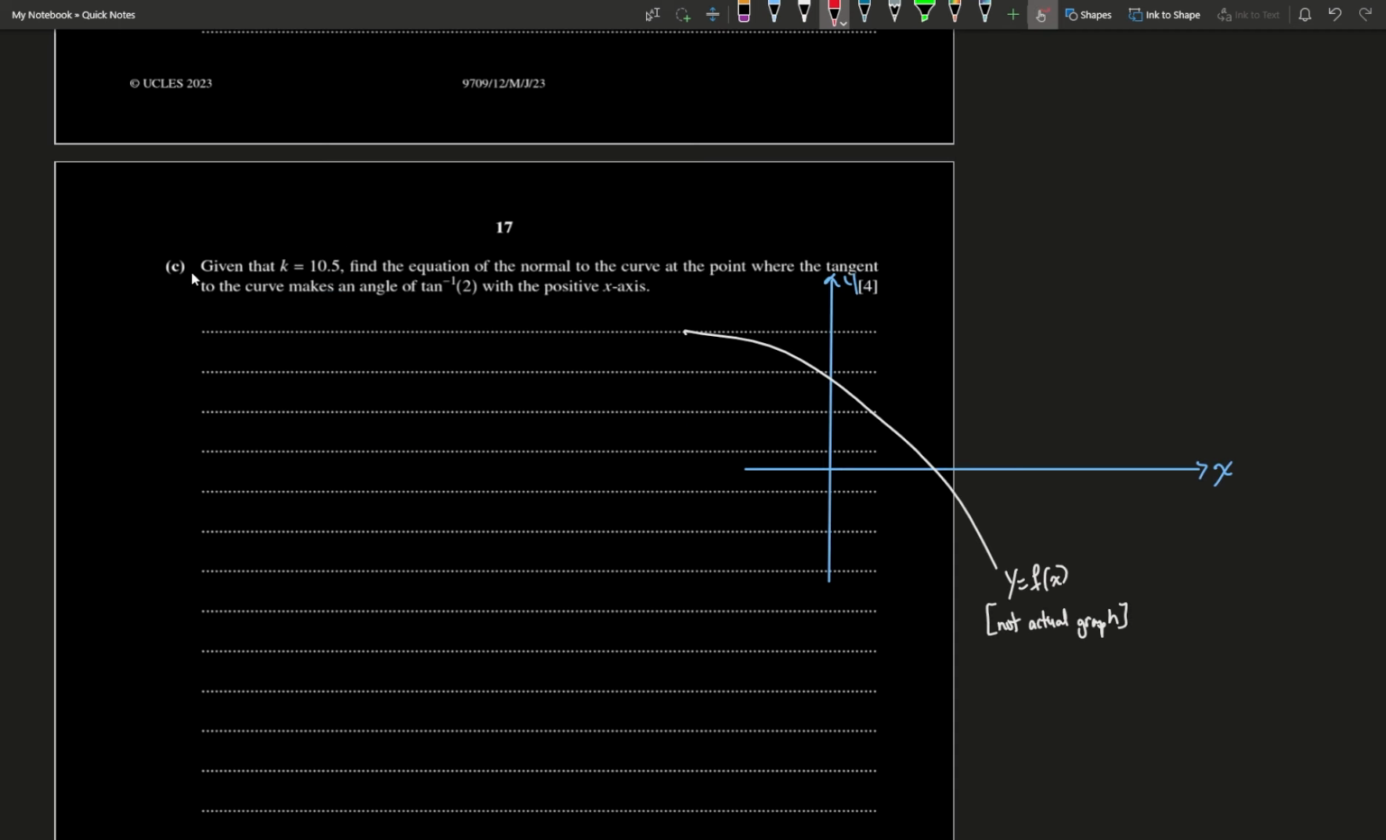Okay, for part C it says, given that k is equal to 10.5, find the equation of the normal to the curve at the point where the tangent to the curve makes an angle of tan inverse of 2 with the positive x-axis. That's a very nice question.